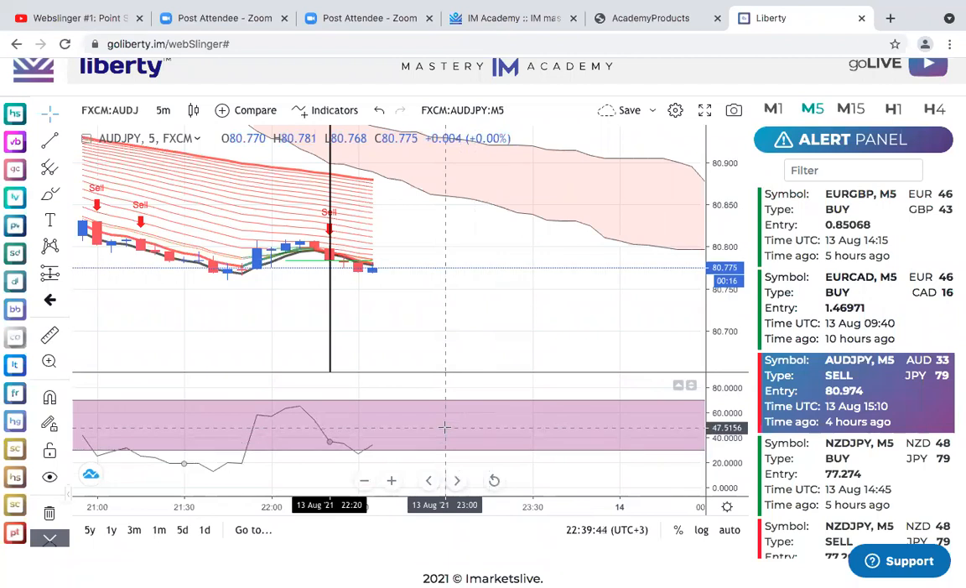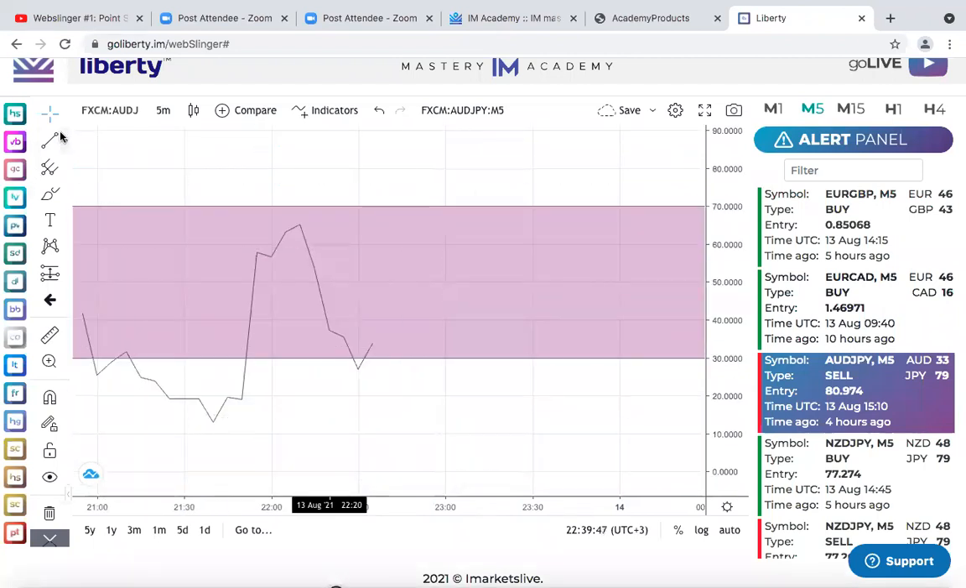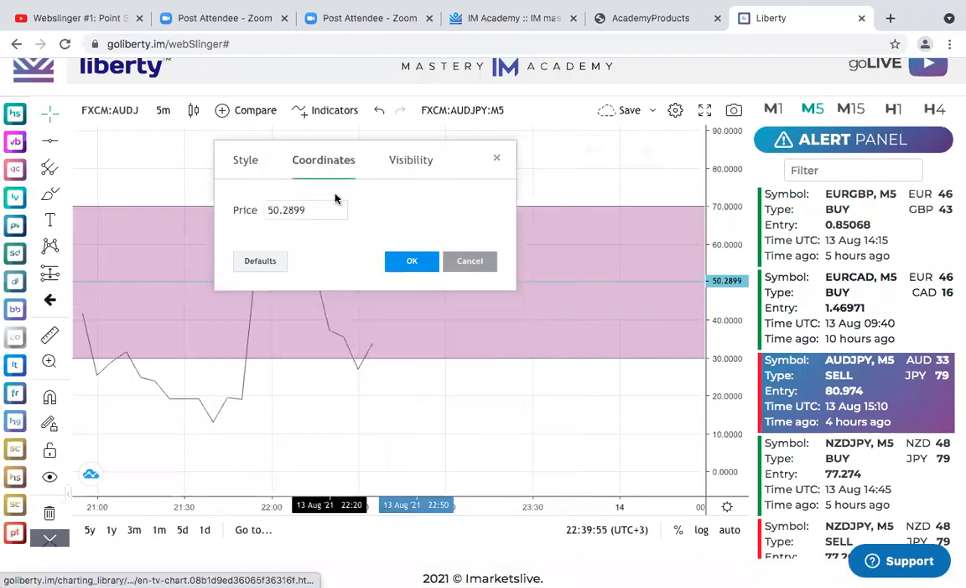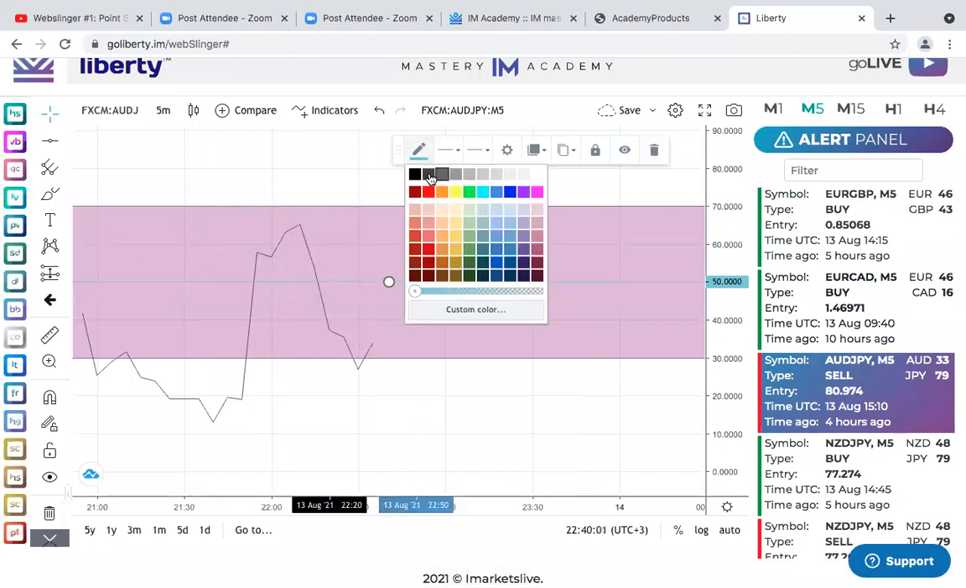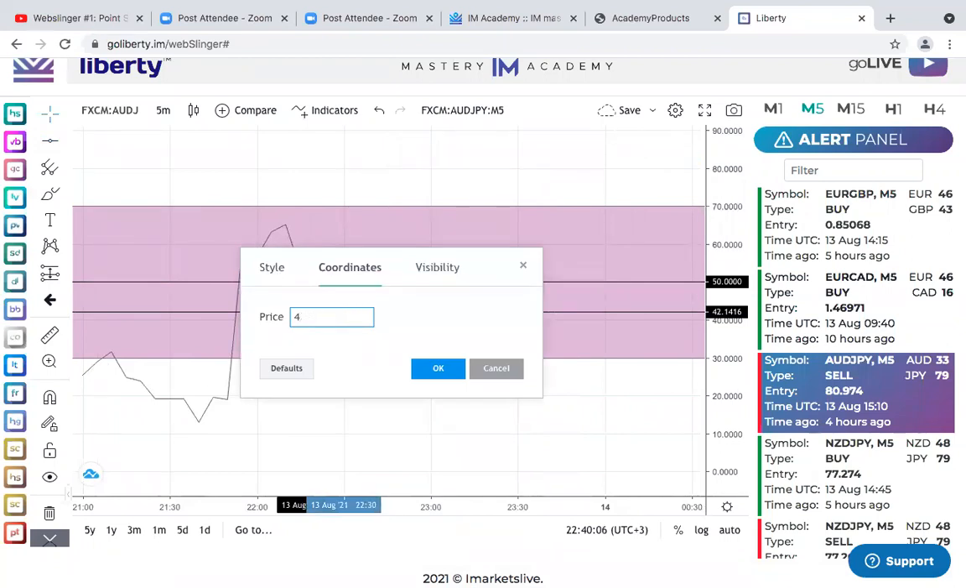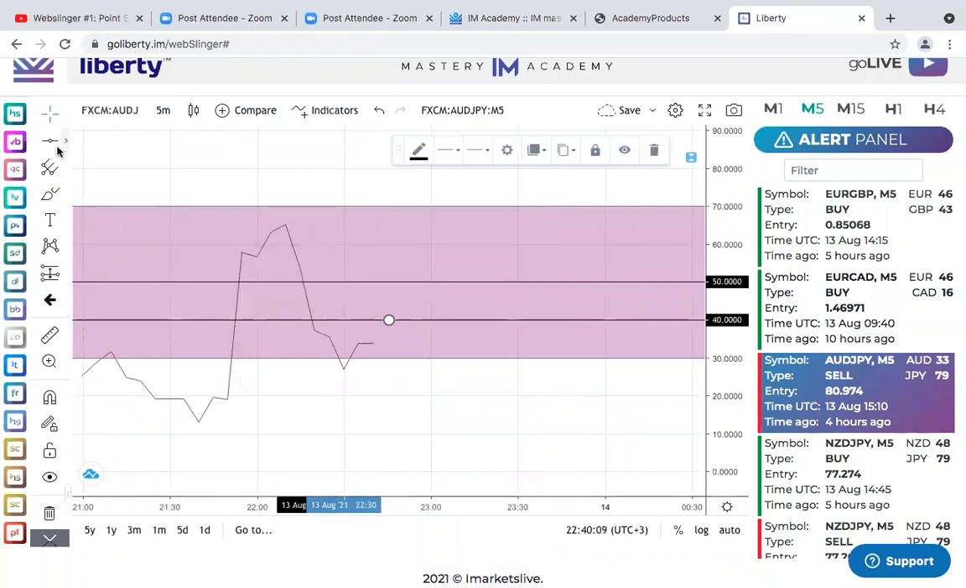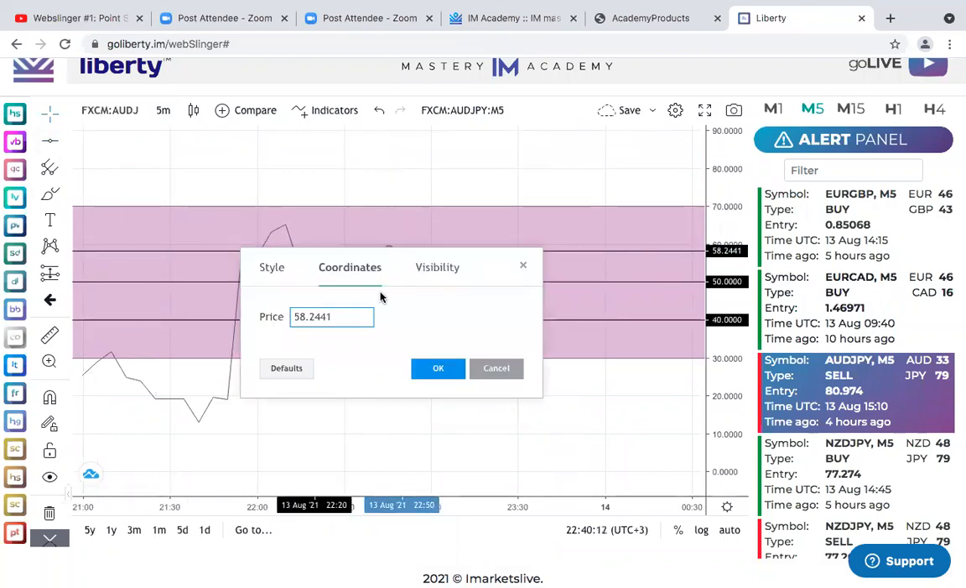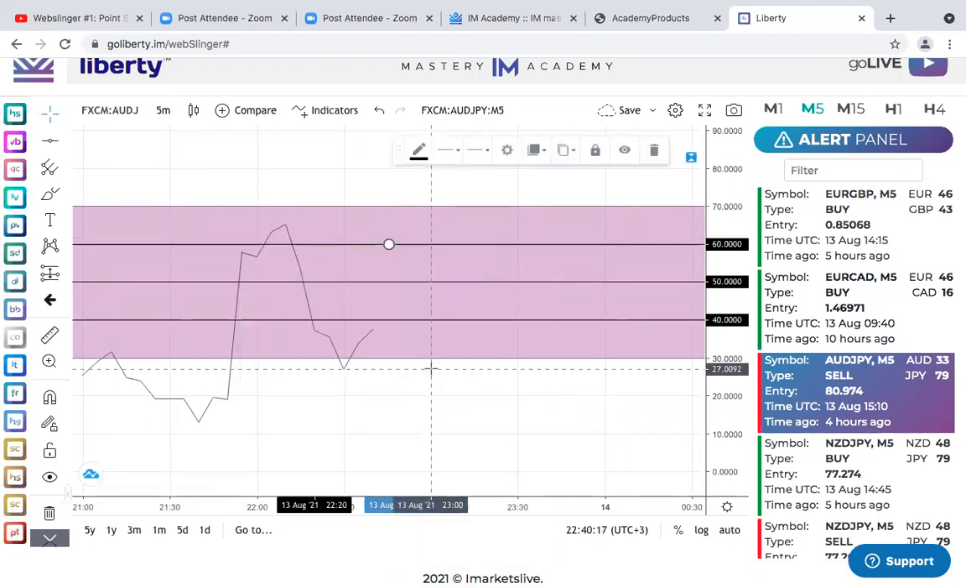So check this out. What I would do is I would click here and I would literally put a horizontal line at the 50%. At the 50. But then I will put a horizontal line at the 40. Then I will put one at the 60. Now, these are retracement levels for Webslinger. And this could also show divergence.